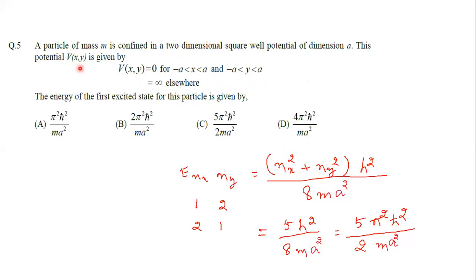So the first excited state can be described by the quantum numbers 1 and 2 or 2 and 1, because in both the x and y directions we have the same length. There is no length difference, so these two will give the same answer. So 1 square plus 2 square makes it 5h square by 8ma square. And if you convert this into h bar units, it will become 5 pi square h bar square by 2ma square.